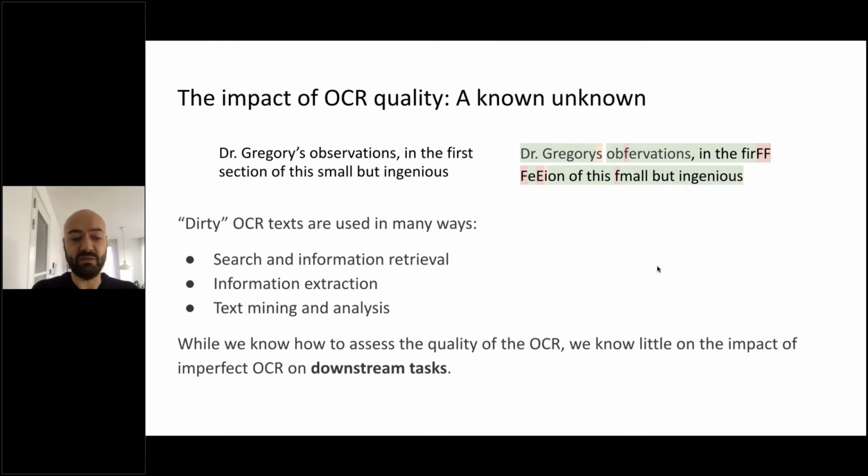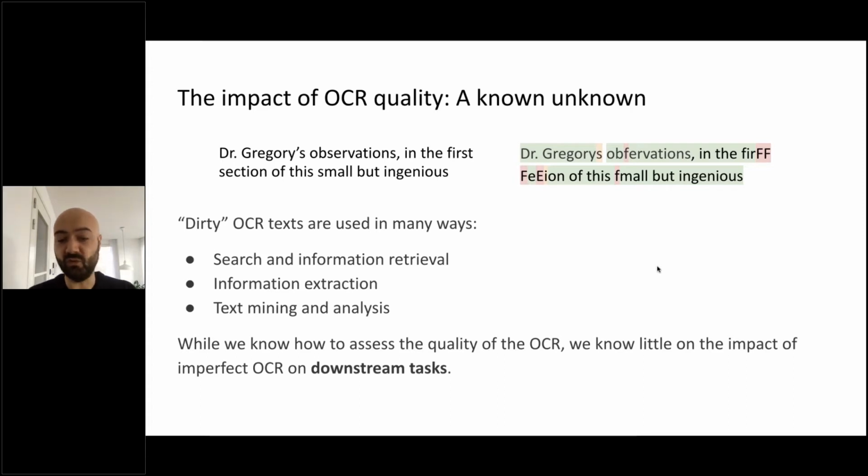Then the question is, well, what happens when we have the thing on the right instead of the thing on the left? And in particular, when we consider use of OCR, right? So we have an OCR and we start using it in a variety of ways. For example, we might use it for search engines, such as to do search and information retrieval. We might use it to do information extraction, named entity recognition, for example. It's an important task. And people like me, researchers in digital humanities in particular, like to do text mining and analysis on these corpora.